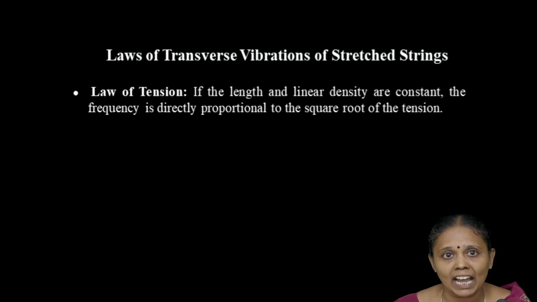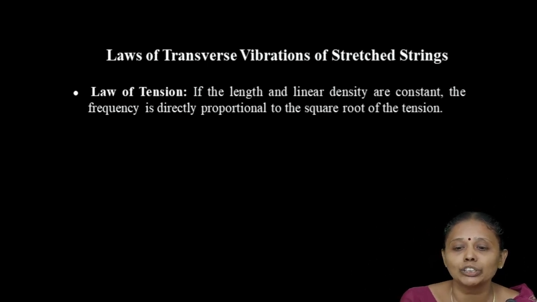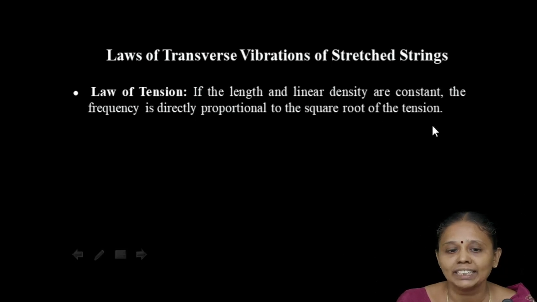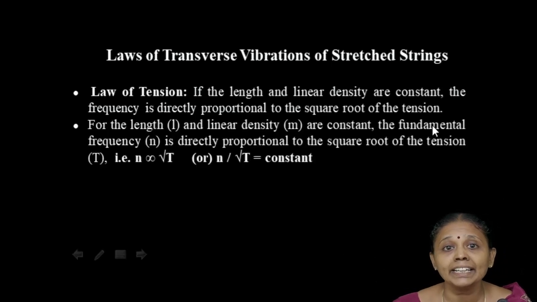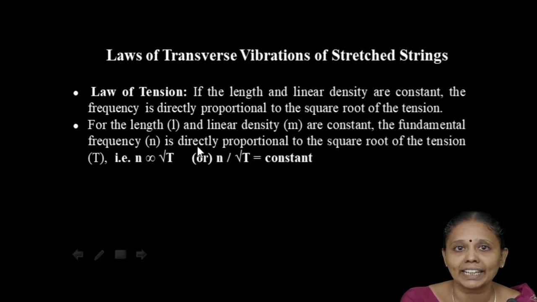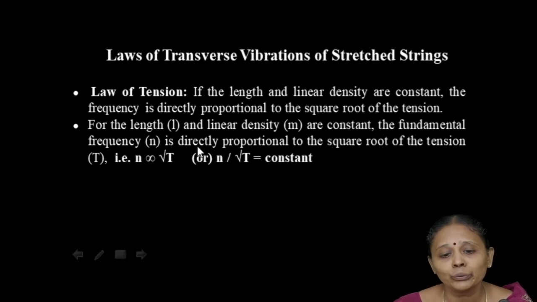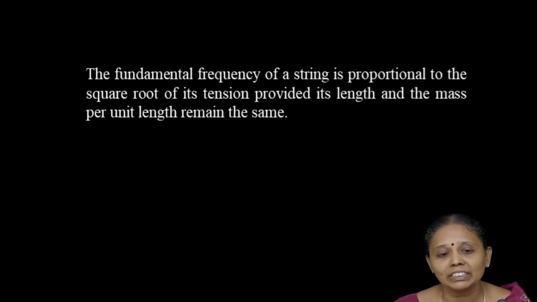Now comes the second law, law of tension. Here the length and linear density are kept constant. Hence its frequency is directly proportional to the square root of tension. This could be written as N is proportional to root T. That is, N by root T is equal to a constant. So from this we infer that the frequency of the string is proportional to the square root of tension, keeping L and mu constant.